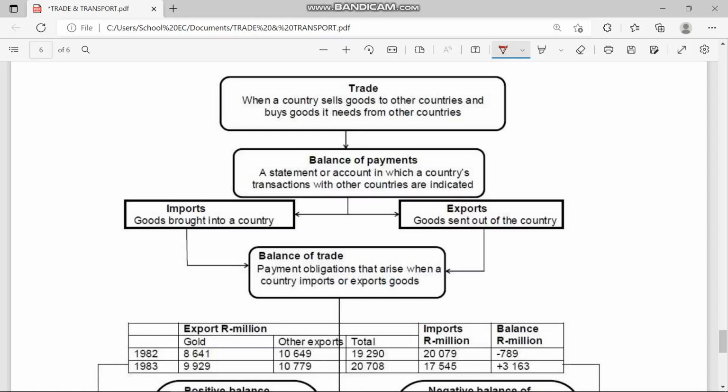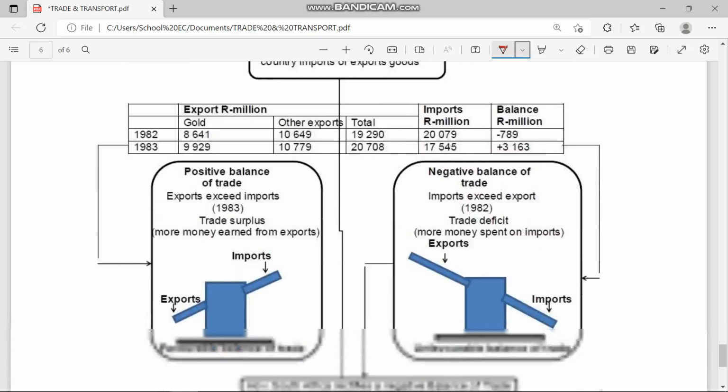So we have balance of trade. Balance of trade is the payment obligations that arise when a country imports or exports goods. As you know, we have a positive balance of trade and a negative balance of trade as well. But we're going to discuss that in this diagram. A positive balance of trade is a trade surplus, and a negative balance of trade is a trade deficit. Okay, let's go down.